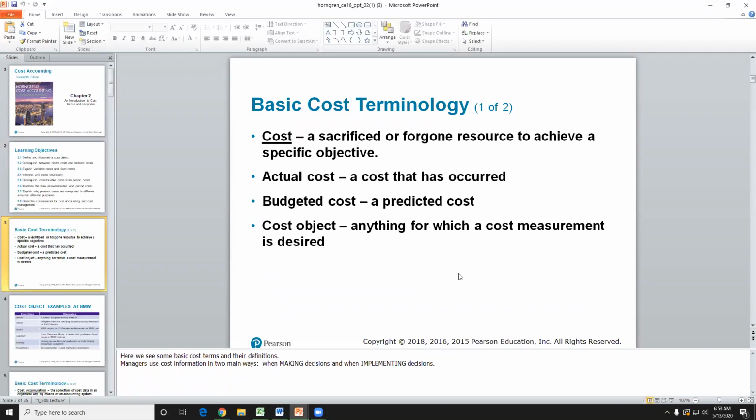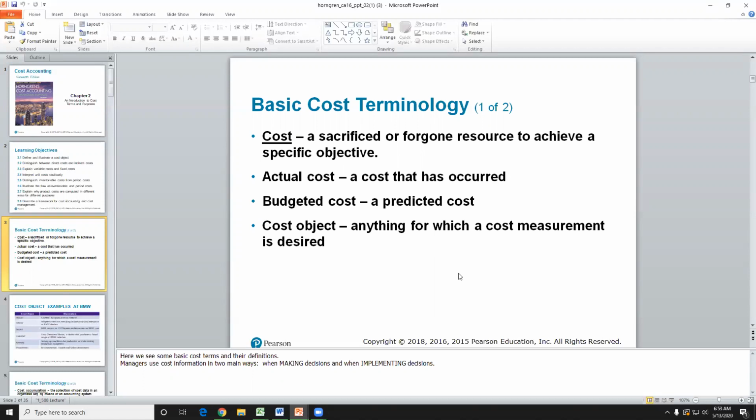So the first thing I want to be clear about is what costs are. Cost is basically what we give up to acquire a resource or develop a resource. And actual cost is the amount I've actually spent on a particular item. And there's budget costs. Many times organizations are going to compare their actual with their budget to see if they're meeting their objectives. And one term that you're going to see over and over again is something called a cost object. A cost object is simply anything that we want to know the cost of.